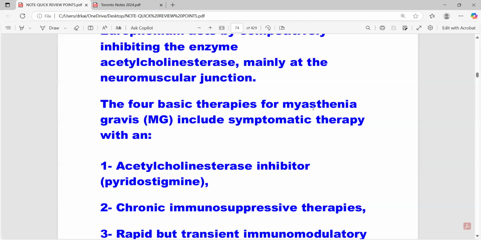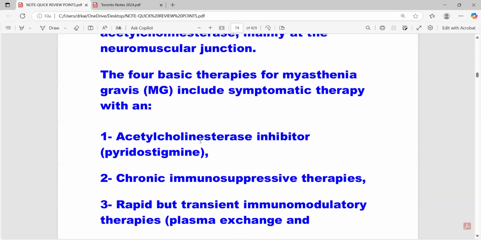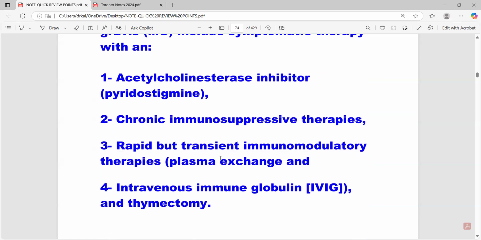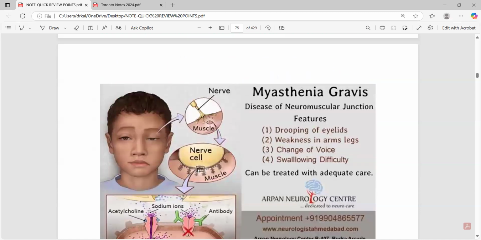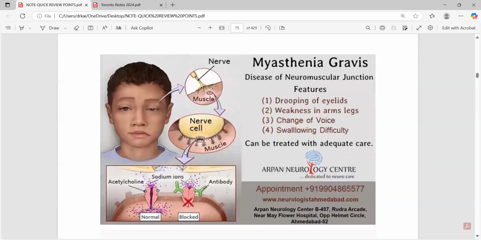The 4 basic therapies for myasthenia: acetylcholinesterase inhibitors, which is pyridostigmine, usually they ask up to this level. Then plasmapheresis and then IVIG. So you can see what myasthenia gravis looks like: drooping of the eyelid, weakness in the arms and legs, changes in the voice, and swallowing difficulty. It can be treated with adequate care.